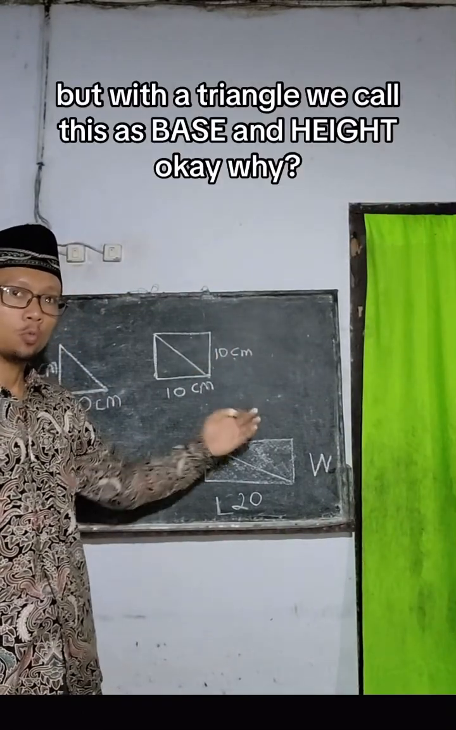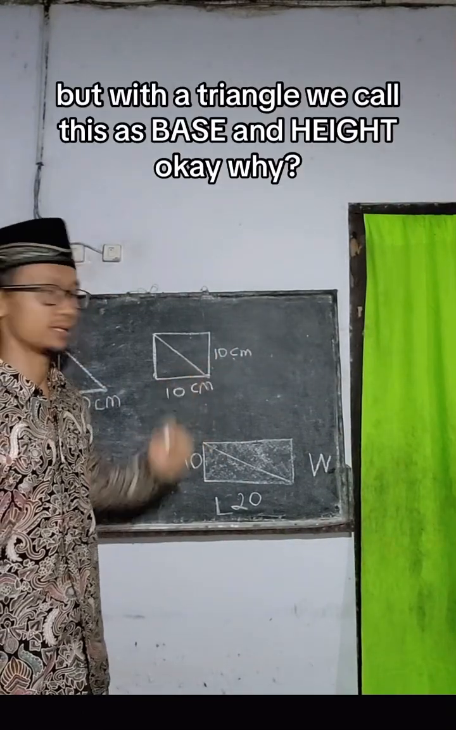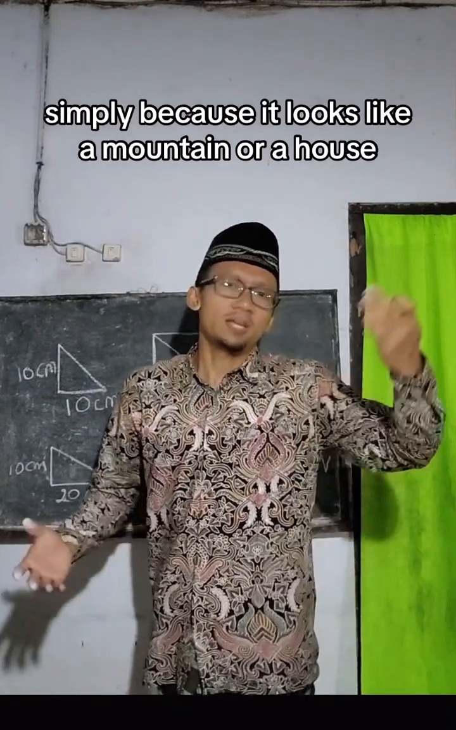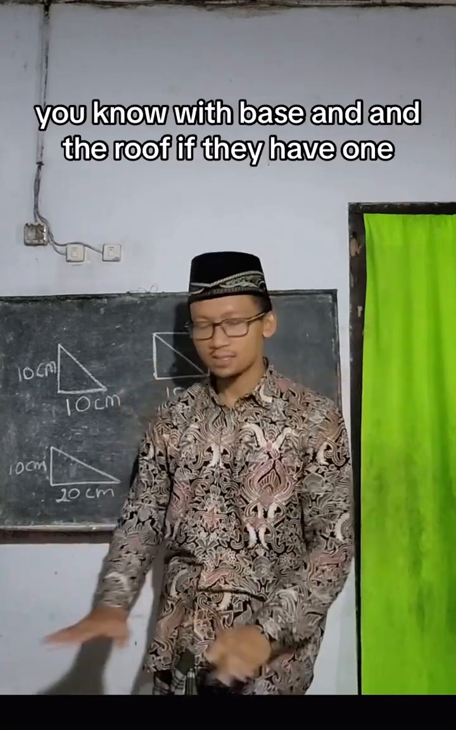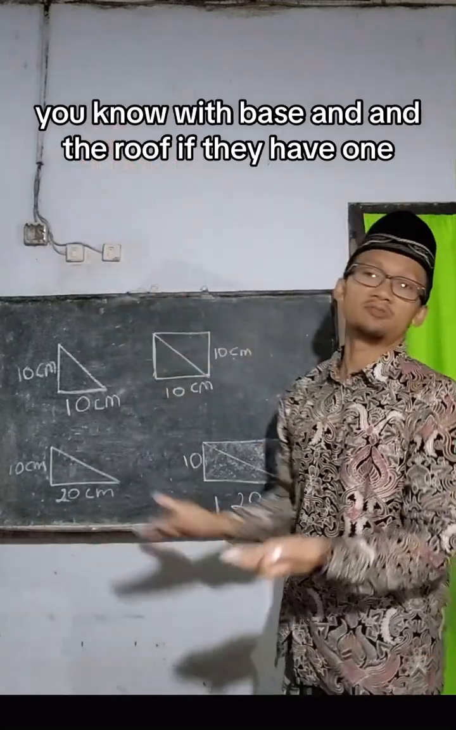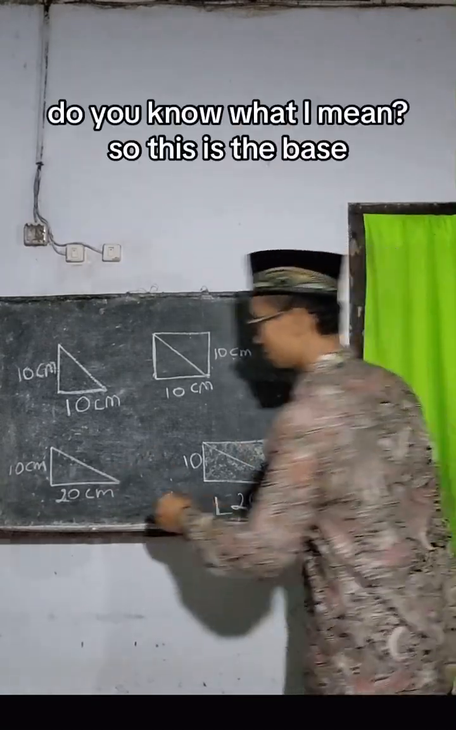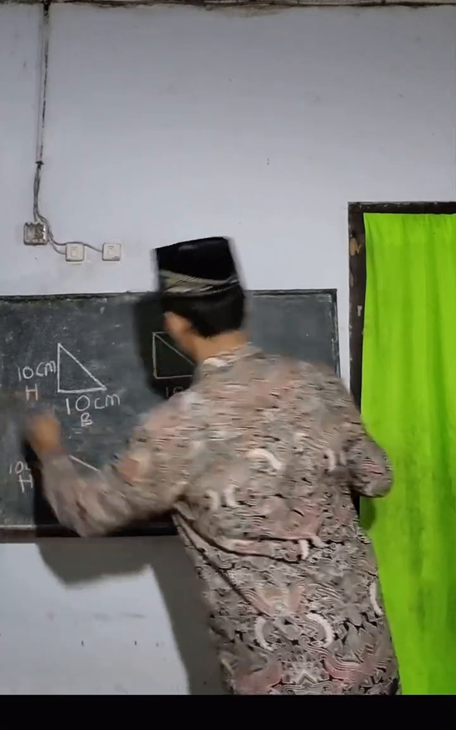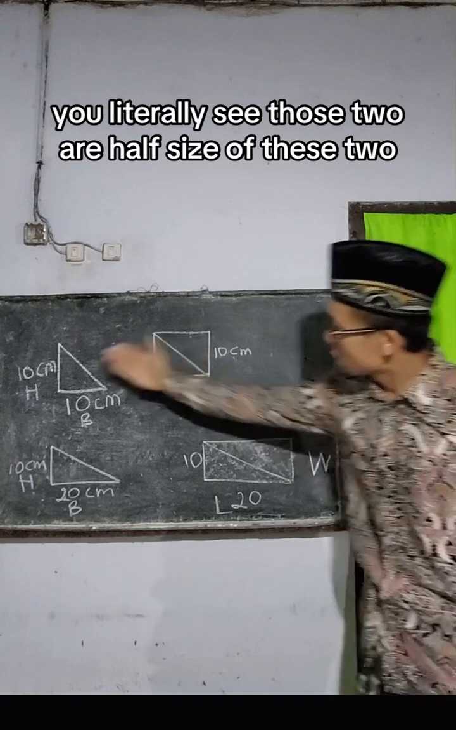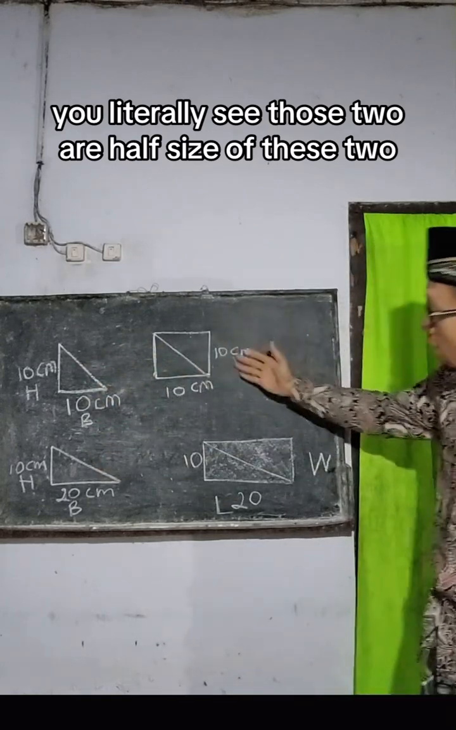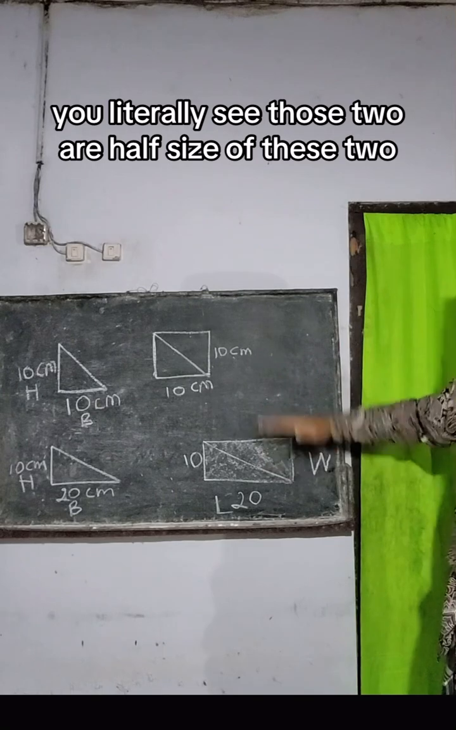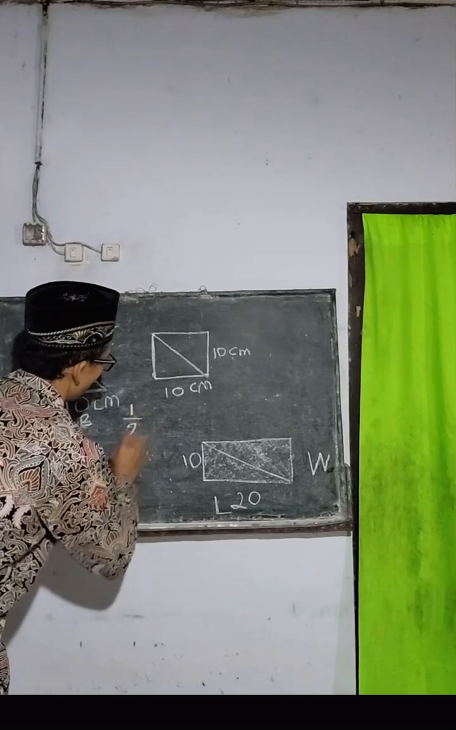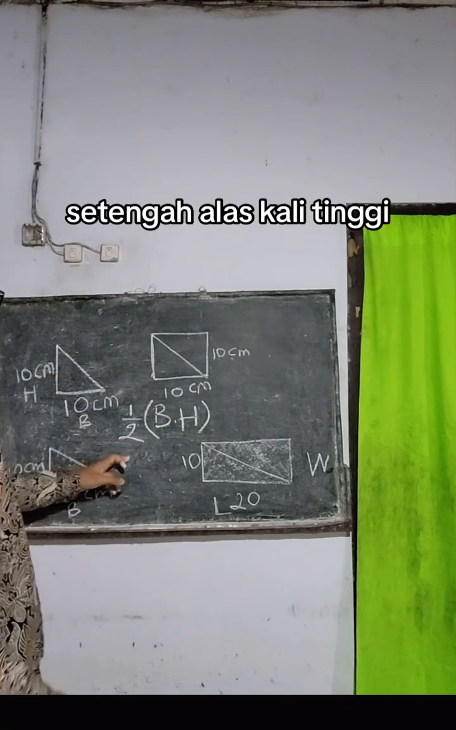But with a triangle, we call this base and height. Okay? Why? Simply because it looks like a mountain or a house, with a base and a roof, if they have one. You know what I mean? So, this is a base. You literally see those two are half the size of these two. Right? So, the equation of a triangle is setengah alas kali tinggi.